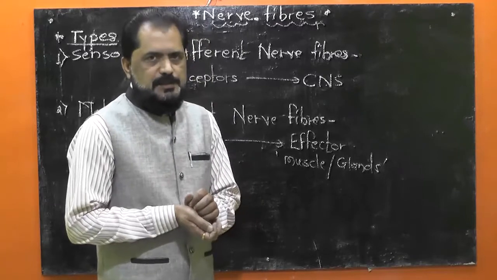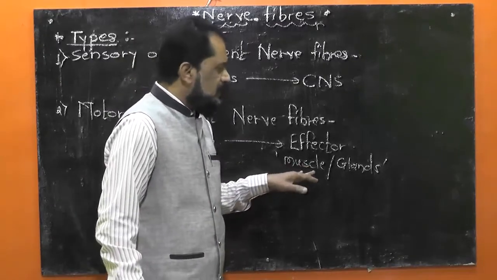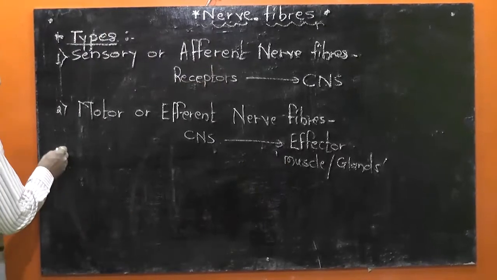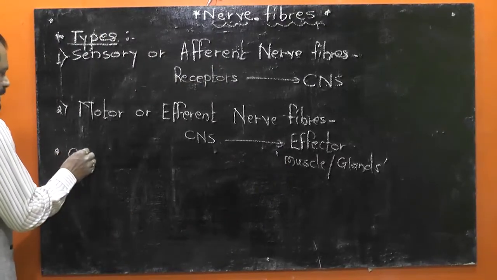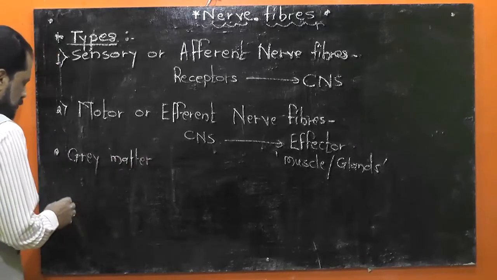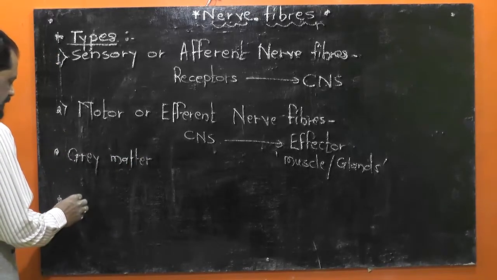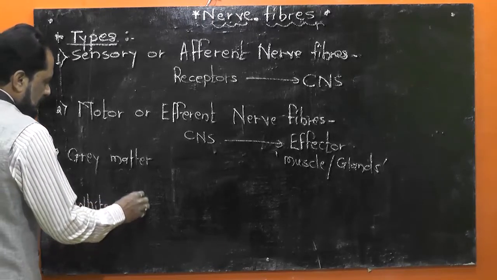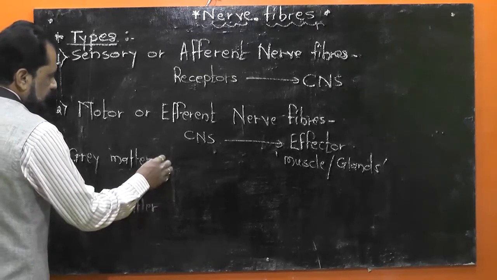Effector organs are mostly muscles and glands. Anyway, now come to the next term, that is gray matter and white matter. Actually the nervous tissue which forms our central nervous system, that is brain and spinal cord, is of two types.